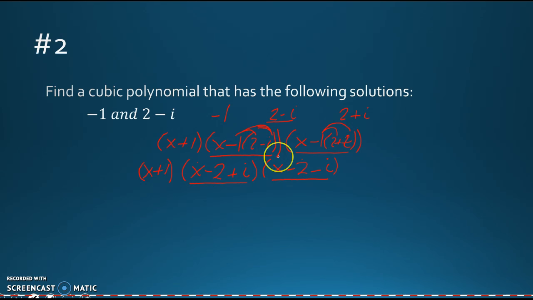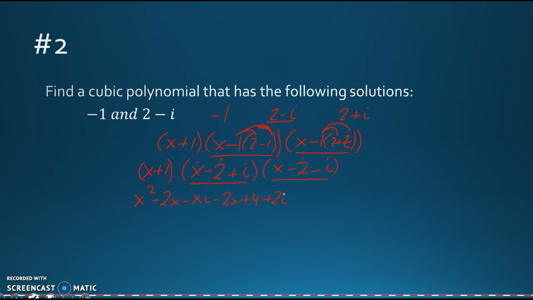So x times x gives me x squared. X times negative 2 is negative 2x. X times negative i is negative xi. Then I'm going to take the negative 2 and multiply it out. Negative 2 times x is negative 2x. Negative 2 times negative 2 is positive 4. Negative 2 times negative i is positive 2i.